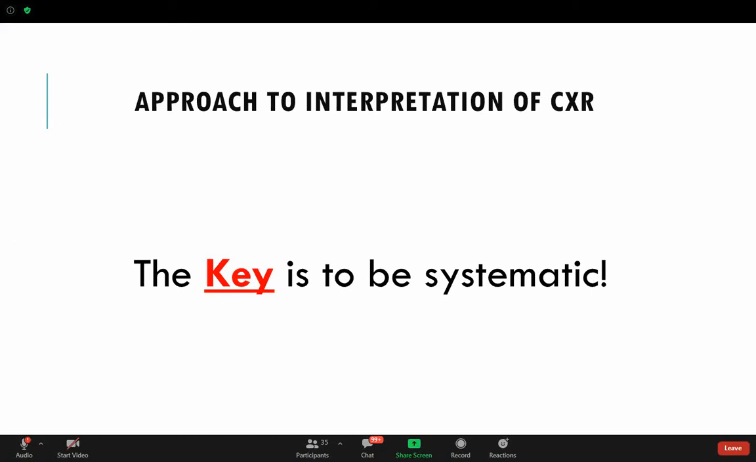The key is to be systematic. Find a way you like and then follow it. Don't just go all over the place, because if you do that, you're going to miss major interpretation points that you should actually comment about. And this is both in real life as well as in the exams.